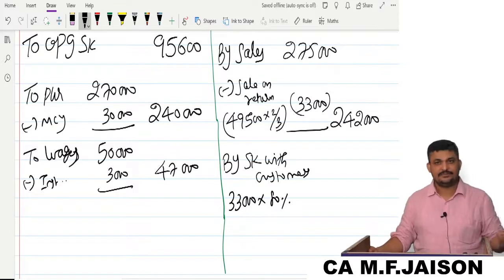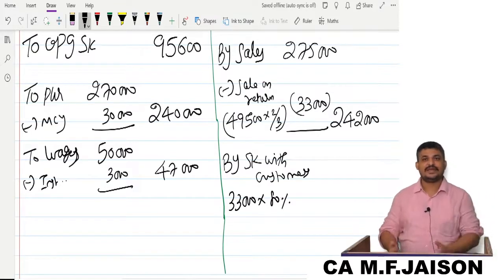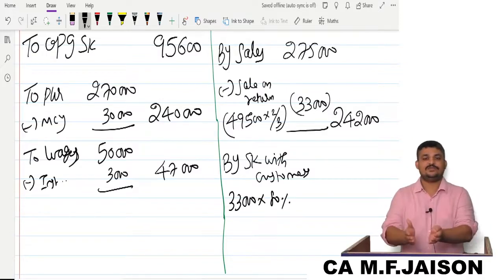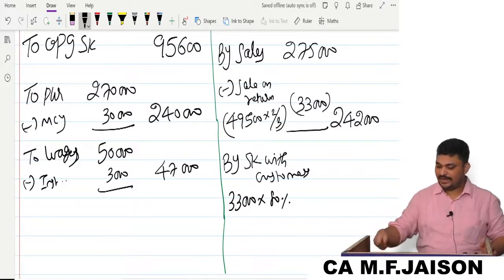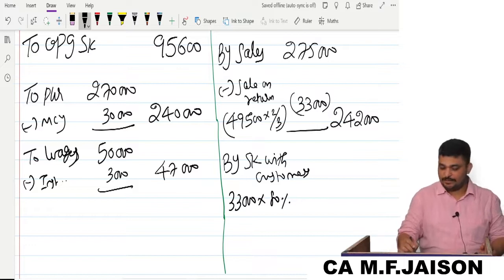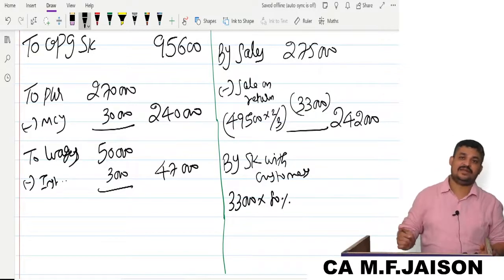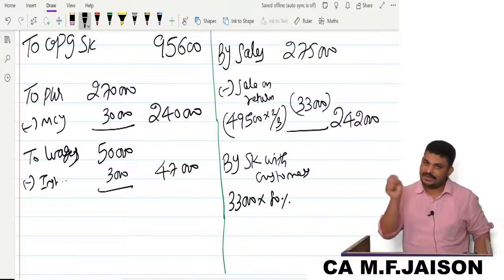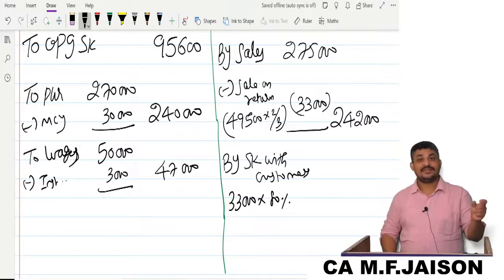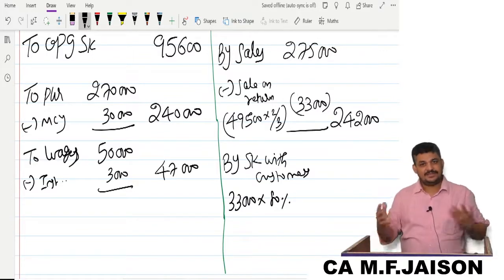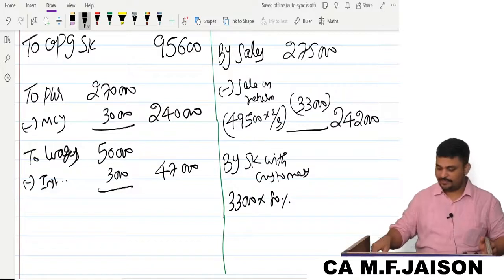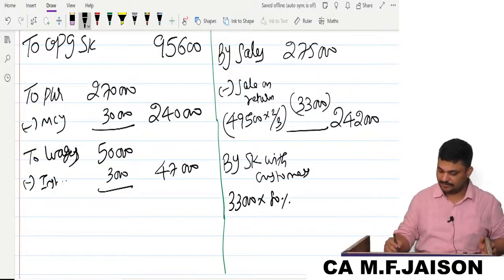So 20% on sales means sales is 100, profit is 20, cost is 80. Which means 33,000 is 100, and you are directly finding the cost price, which is 80. Or you can find 20% and deduct it: 33,000 into 20%, not 20 by 120, but 20 by 100, and deduct it. Instead, directly multiply with 80%, no problem. So stock with customers is 26,400.